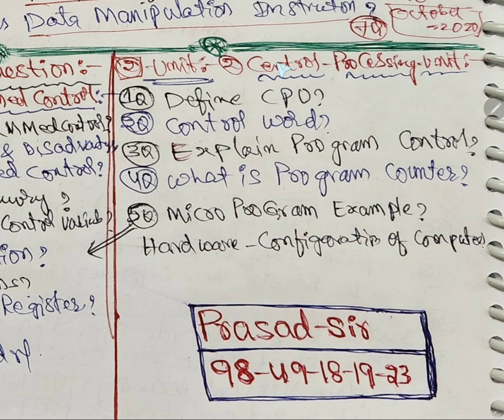Define CPU. CPU means central processing unit. It will do all the processing. This is the brain of the computer. Control word is a collection of control variables. It is part of the control unit. That's it.